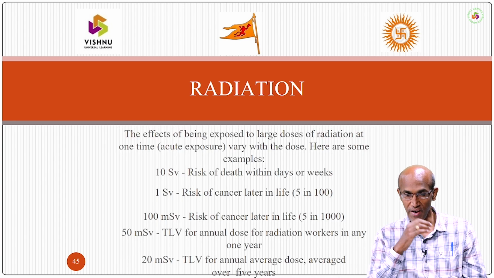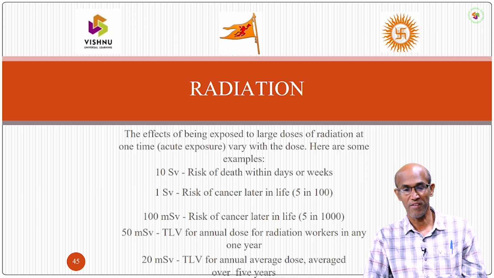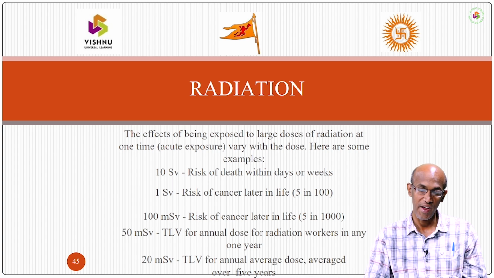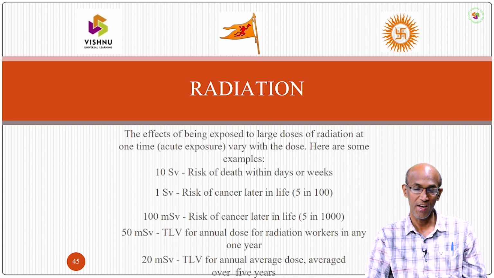The effects of being exposed to larger doses of radiation at one time vary with the dose. Here are some examples. 10 sievert, risk of death within days or weeks. 1 sievert, risk of cancer later in life. 100 millisievert, risk of cancer later in life. 50 millisievert, TLV for annual dose for radiation workers in any 1 year. 20 millisievert, TLV for annual average dose averaged over 5 years.